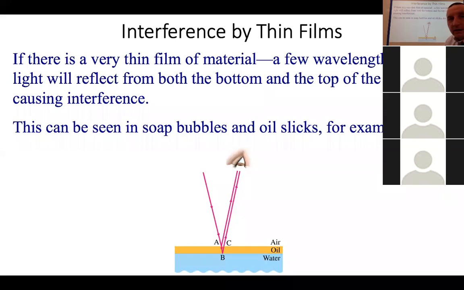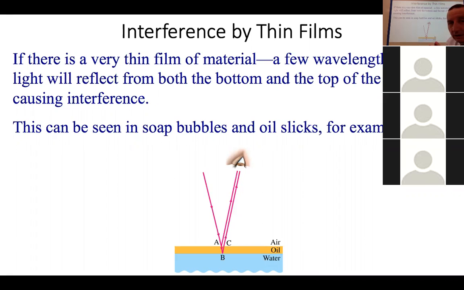Okay. Next, interference by thin films. This is a thin film, as you can see. There's a very thin film of material, very thin, right? A few wavelengths thick. Light reflects off the bottom and top layer, causing interference.